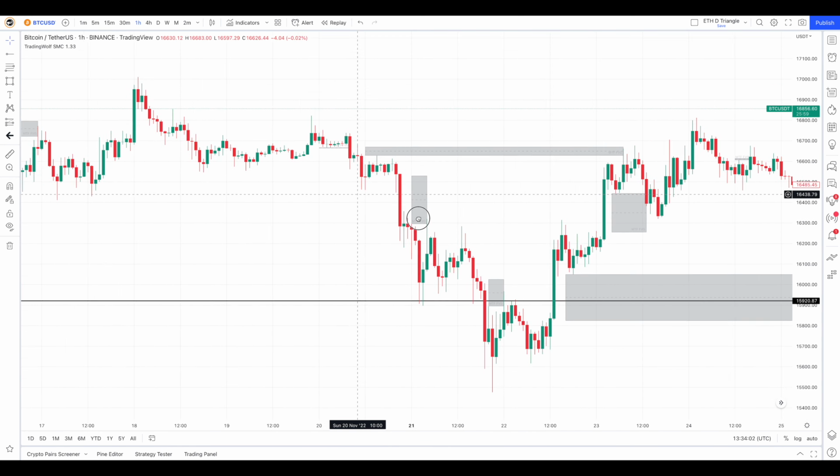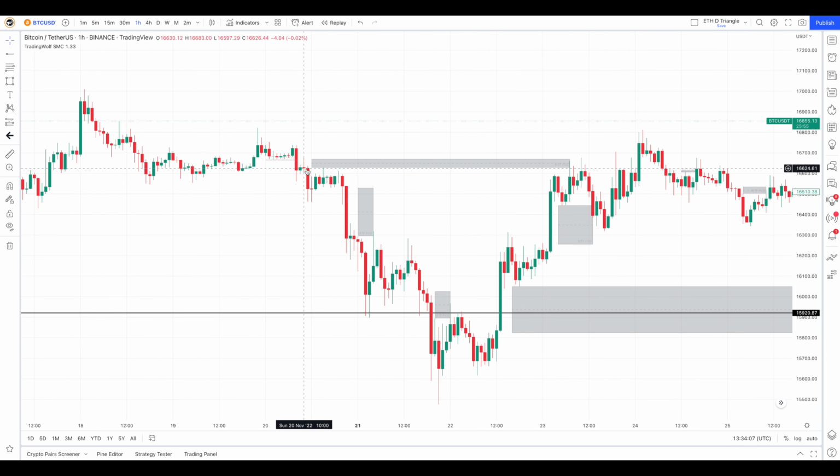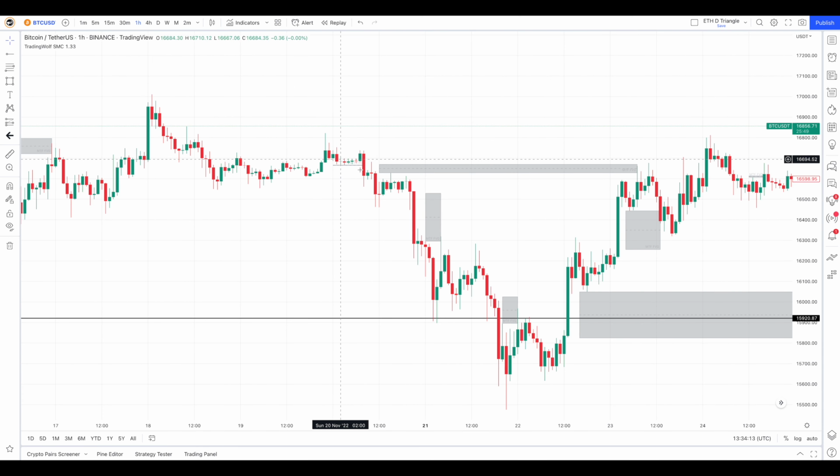So for example here, we don't have any liquidity grabs or anything like that. So you're just looking for simple taps in to follow the trend. As we can see, this is actually a bullish one here because it's underneath the price.